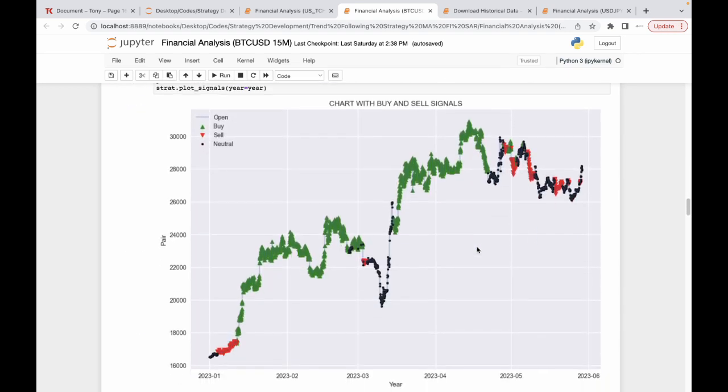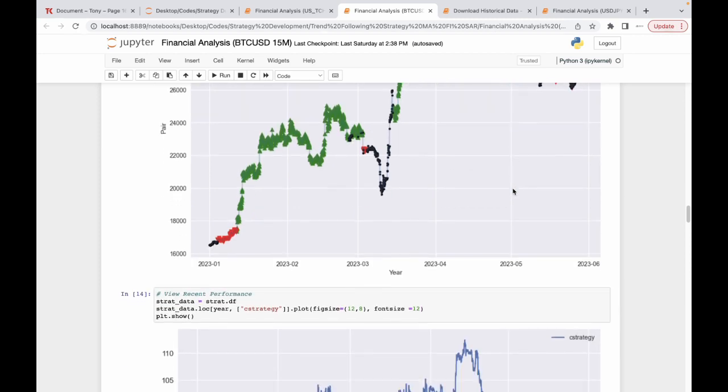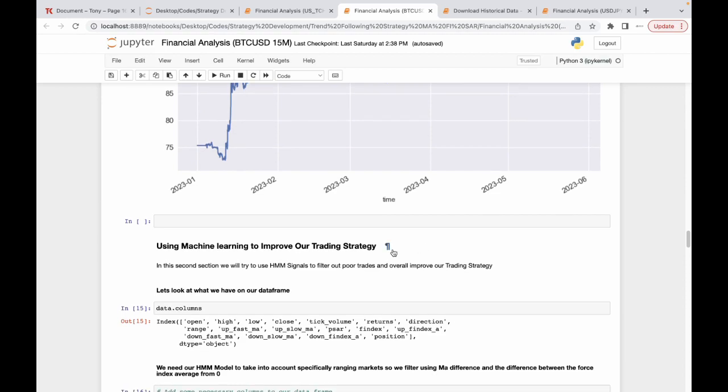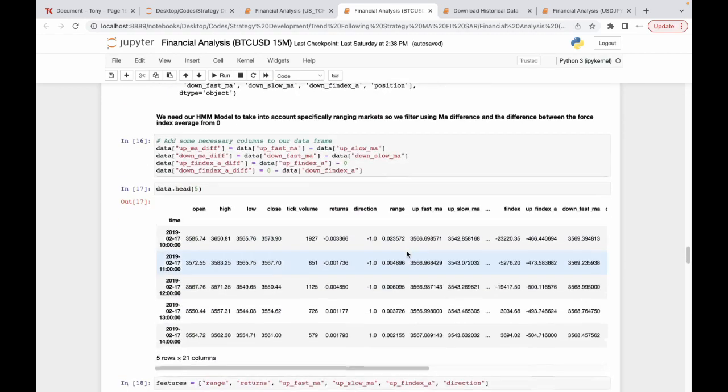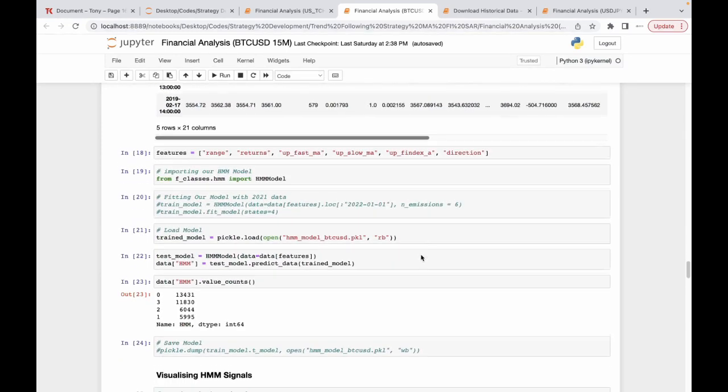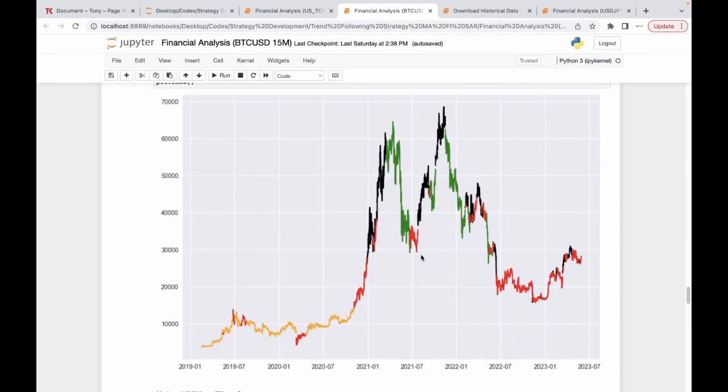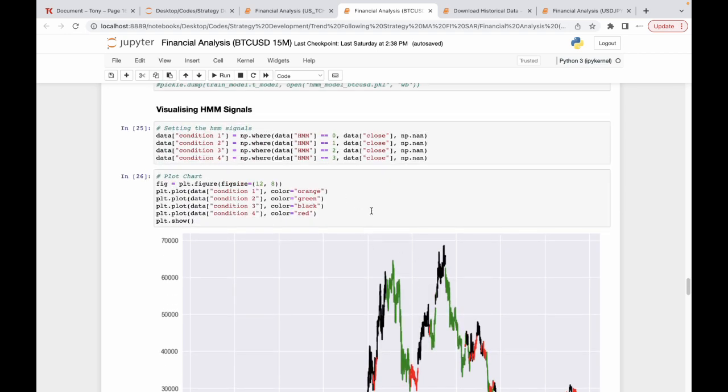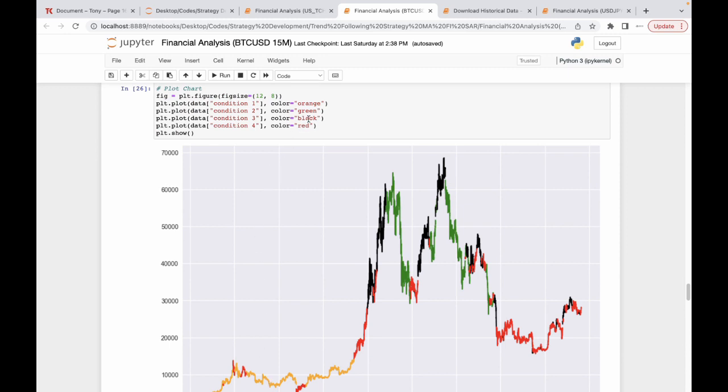Going down here, you can see a plot of the trades. So the green represents the buy position, like always, and the red represents the sell position. And then going down to use machine learning to improve our trading strategy, we added our features, trained our model, loaded our model, and you can see what the market looks like in those setting conditions. We have the orange for condition 1, the green for condition 2, the black for condition 3, and then the red for condition 4.